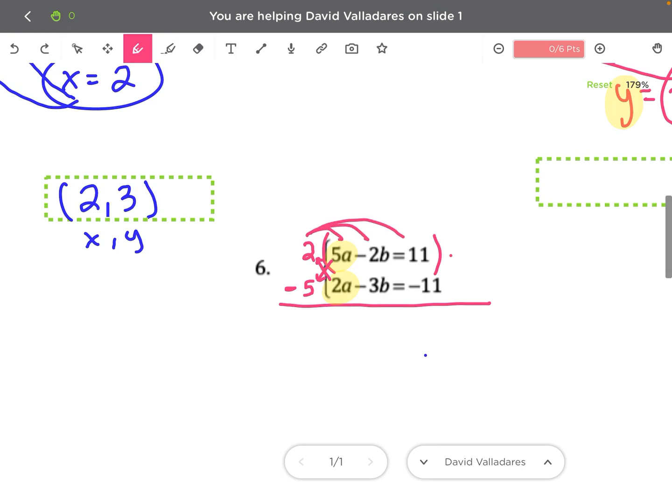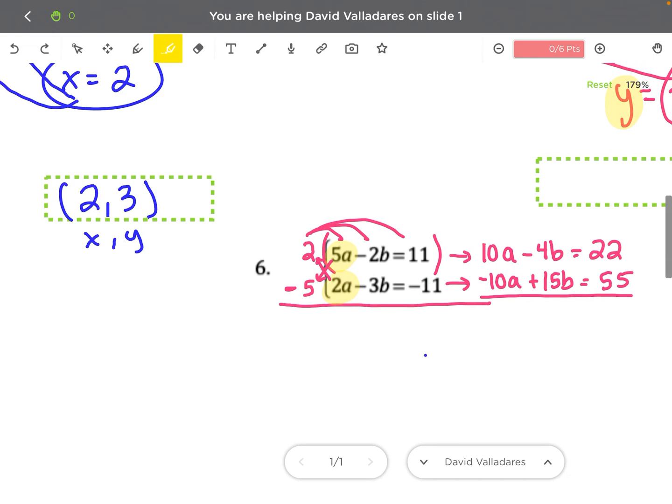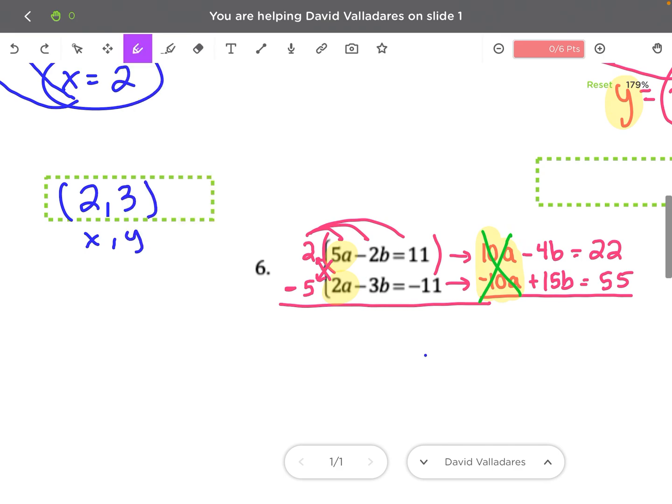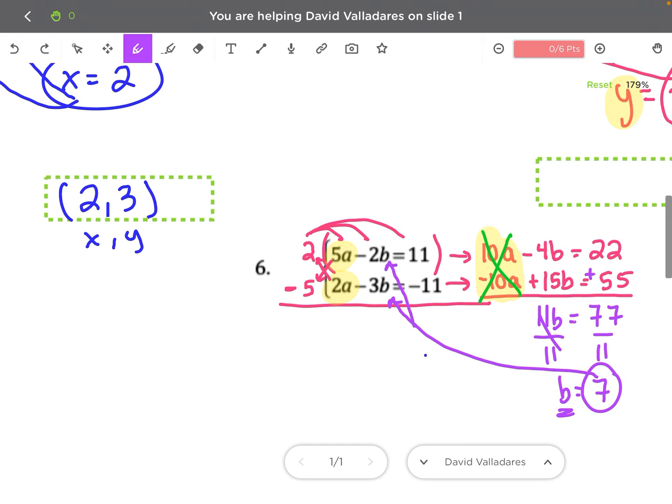Now distribute. So this is 10a minus 4b equals 22. And this one is negative 10a plus 15b equals 55. Now look at the magic. 10a minus 10a canceled out. Okay, and now I can add the rest. So negative 4b plus 15b is 11b, and I add here and I get 77, and then you guys can solve the rest. Don't forget to plug it in. It's equal to b, so you would plug it back for either one of the b's on those equations.